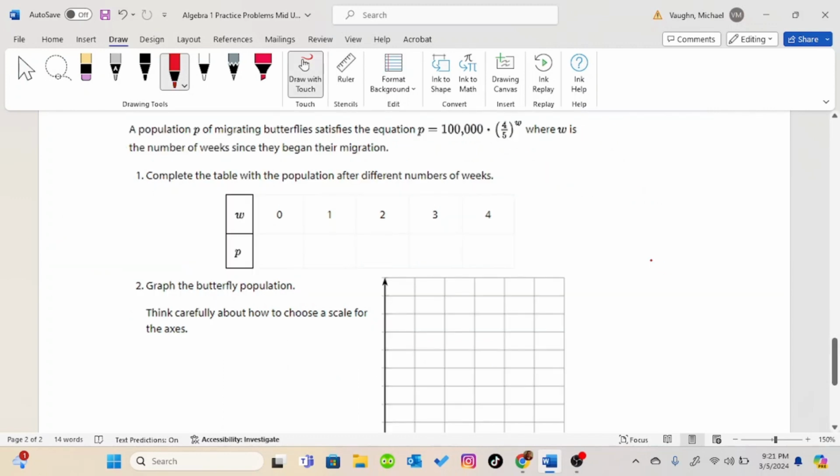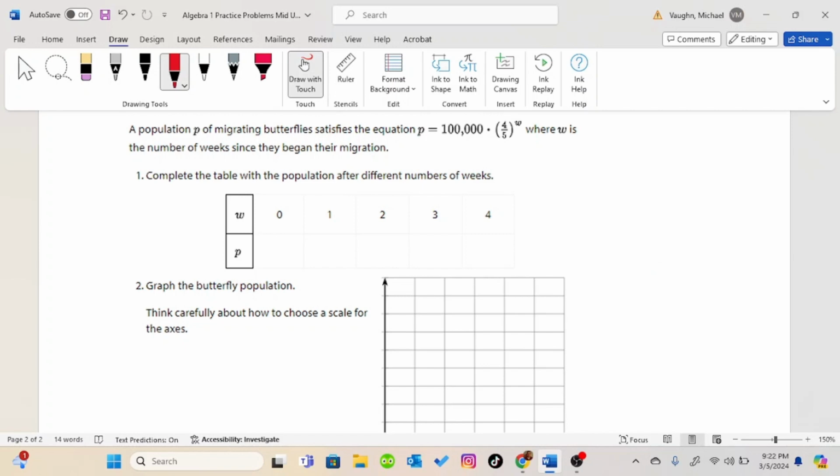A population P of migrating butterflies satisfies the equation P equals 100,000 times 4/5 to the power of W, where W is the number of weeks since they began their migration. Number 1. Complete the table with the population after different numbers of weeks.